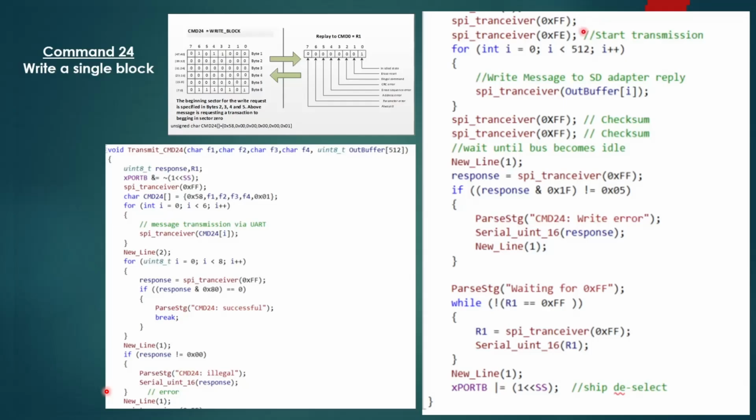Before, when we used to get the FE, it meant that we could go and get the data. In this case, it's the opposite, where we send the FE and tell them, hey, we're going to send the data. After that, we start sending the 512 bytes of data, the whole buffer, from 0 to 511 actually. And then we send a couple of dummy checksums.